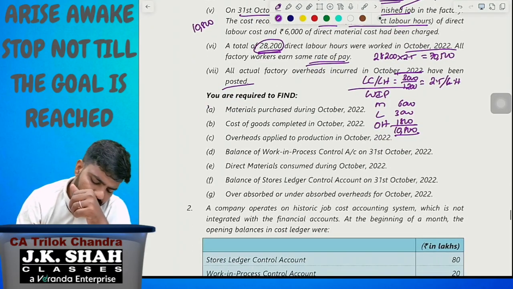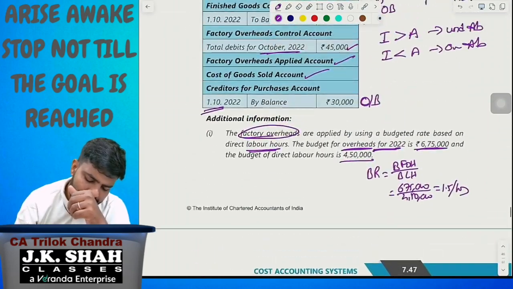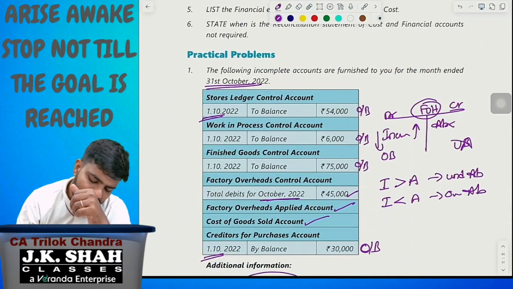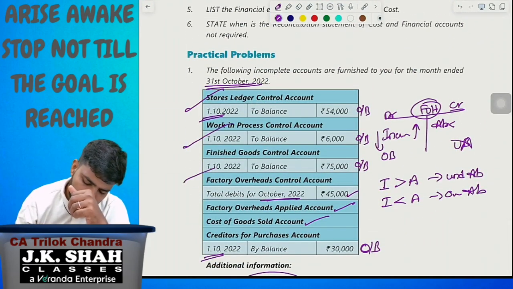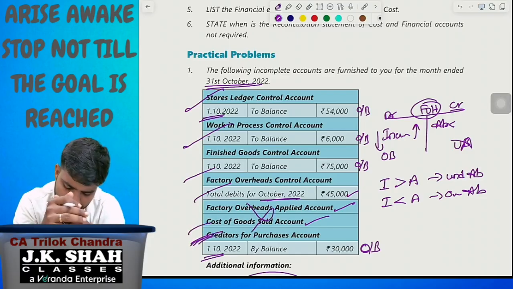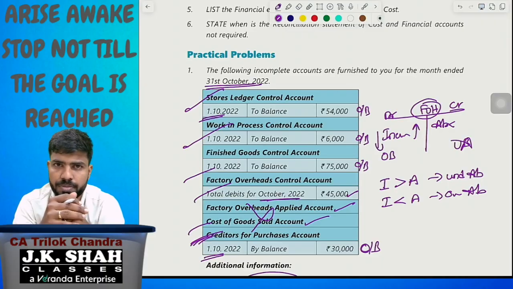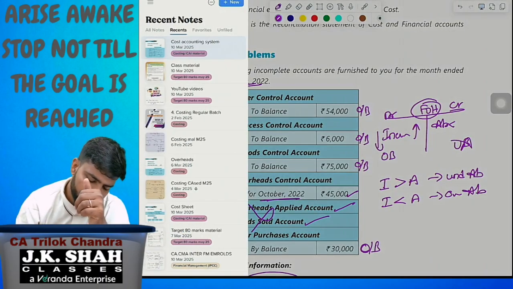To answer all these things, my recommendation is that you first prepare 5 ledger accounts: stores, work in progress, finished goods, factory overheads, and creditors. No need to prepare the other ledger accounts. Let us prepare these 5 ledger accounts. Shall we start? Now look at this.